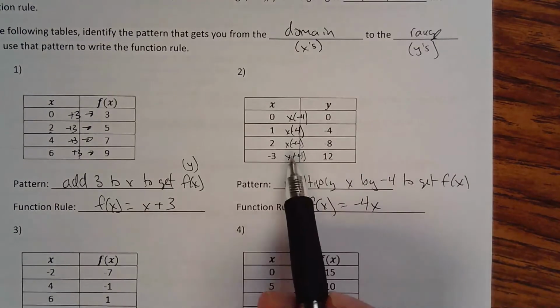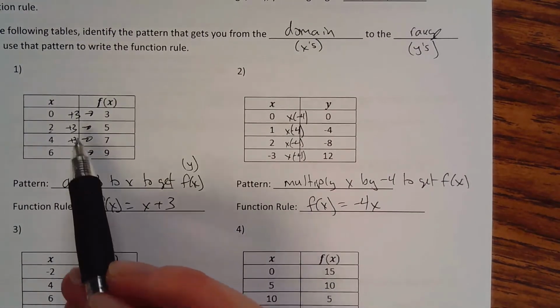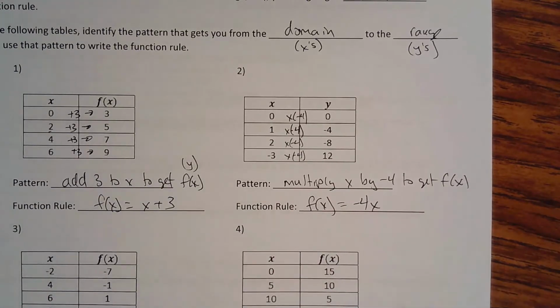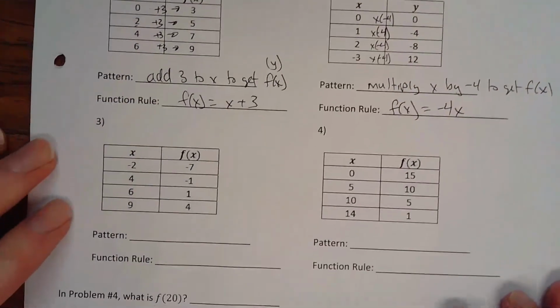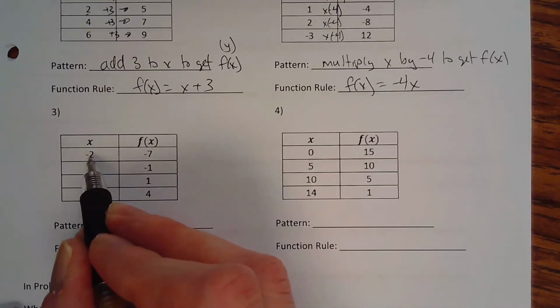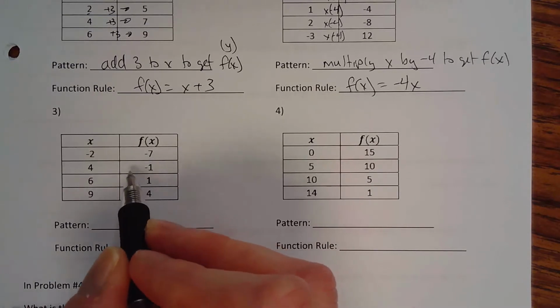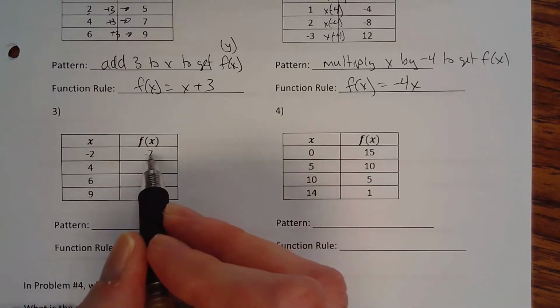So that one took a little longer to find. This one was pretty quick, you just looked at it, and you can see the pattern, just adding. And typically the ones that are just simple additions are easier to see. The ones that are multiplications are a little bit harder to see. Okay. Number 3, again, think how can I get from -2 to -7? Okay, so you might think, well, I could subtract 5.